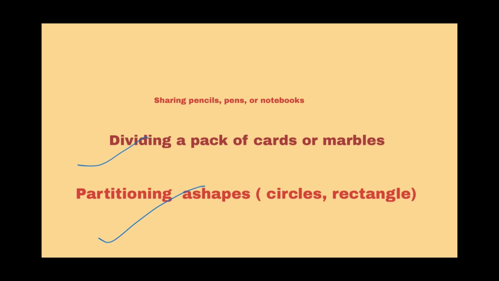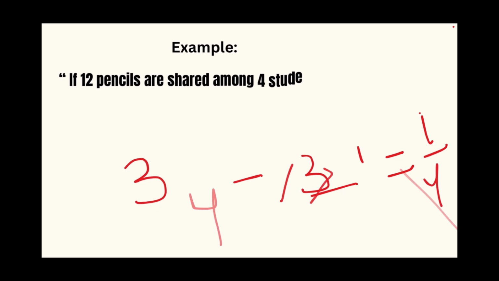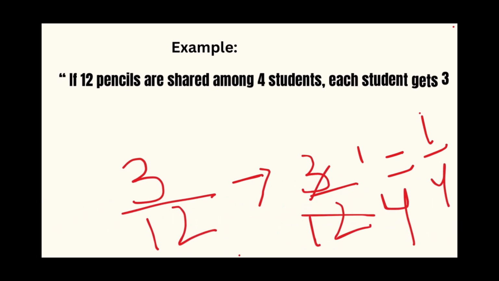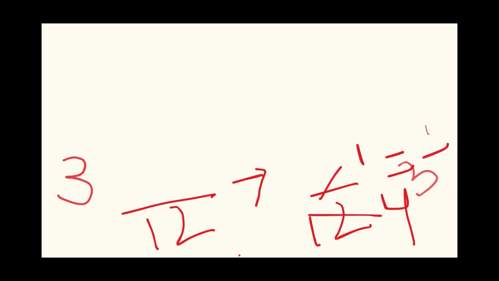Okay, and we are getting to the next slide. We have a few practice problems. All we have to do is practice how we get the fractions. Suppose 12 pencils are shared among 4 students. Each student gets 3 pencils. So out of 12, each student gets 3 pencils. So 3 by 12. Simplify it and we get 1 by 4.